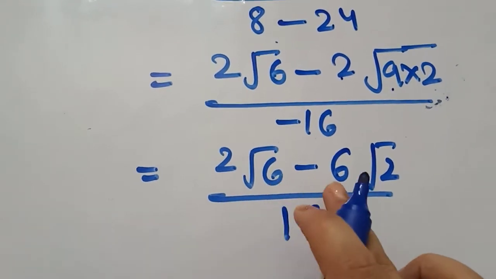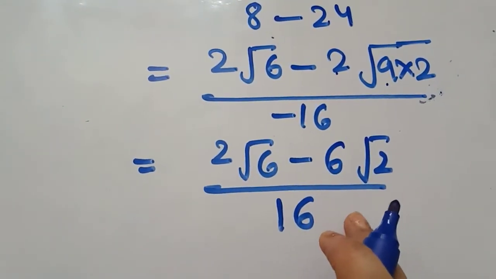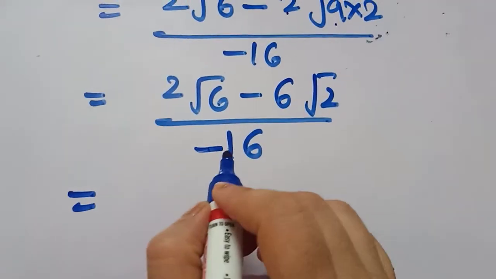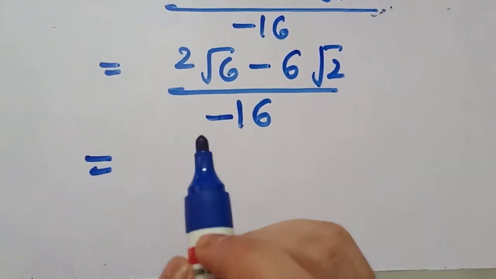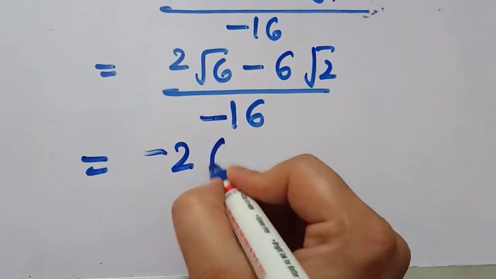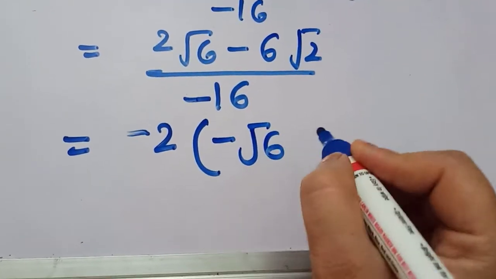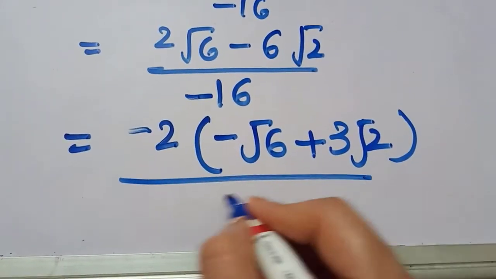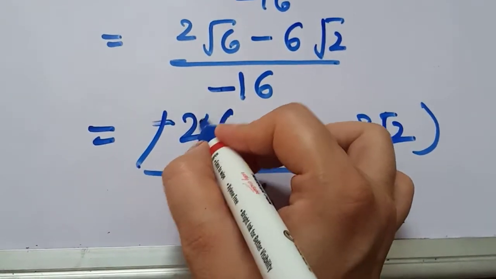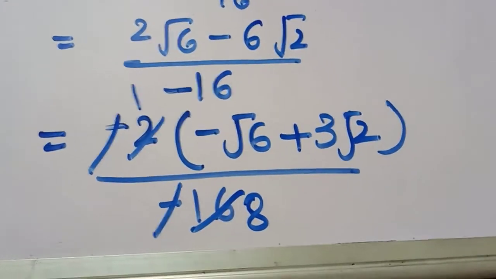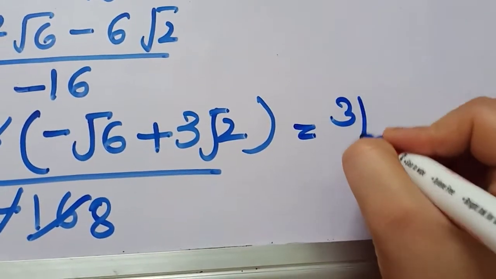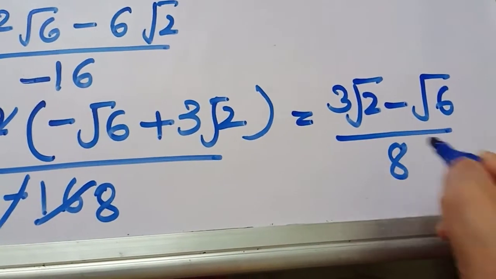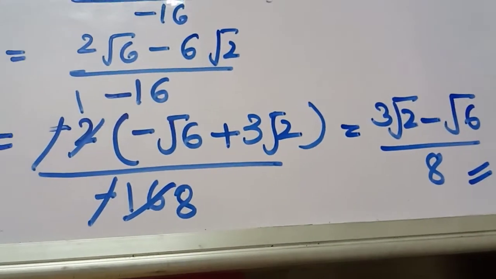What we get is 2 root 6 minus 6 root 2 upon 16. Now we will take minus 2 as common. Minus 2, we will get minus root 6 plus 3 root 2 upon minus 16. Minus minus gets cancelled, into 1 into 8. Now we can write it as 3 root 2 minus root 6 upon 8. This is your answer of this question.